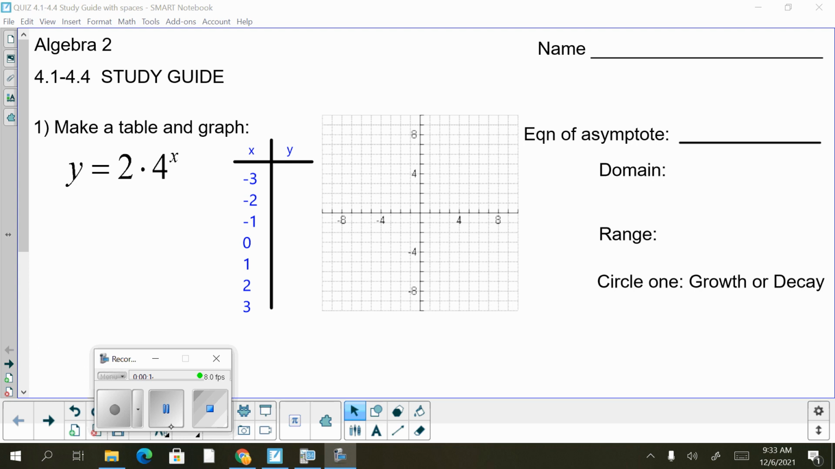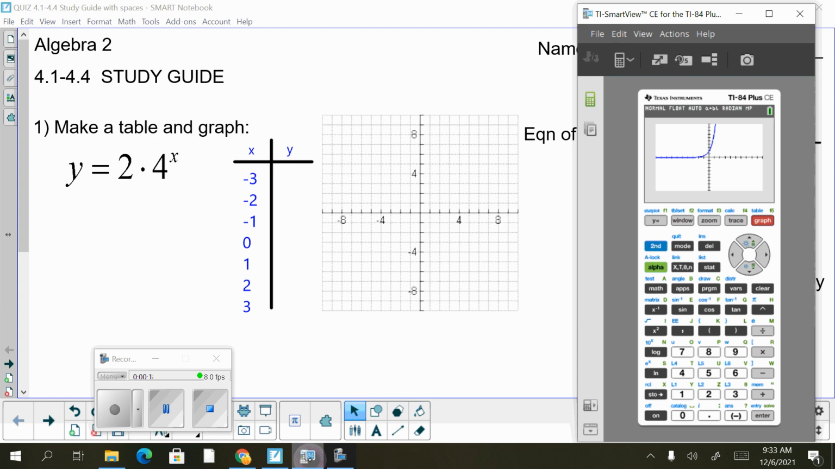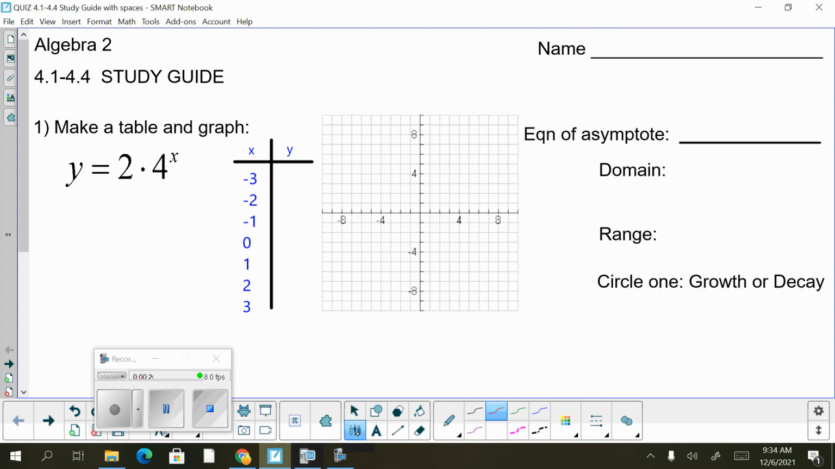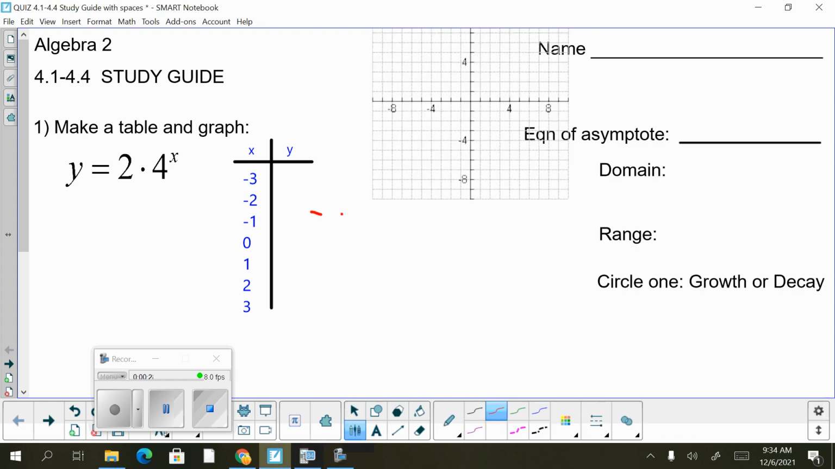So on number 1, the starting point is 2. The growth factor is 4. They could definitely ask questions about that. I've already put it in my calculator. So let's take a peek at the graph. Now notice it's skirting along at 0. That's because we have this asymptote right here.